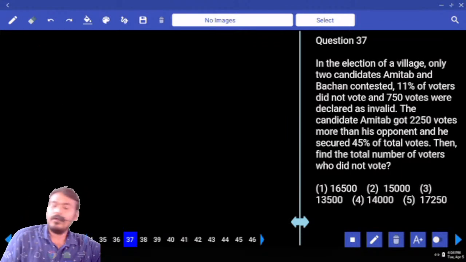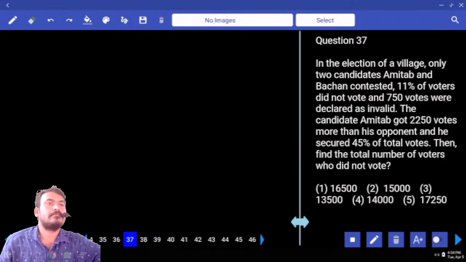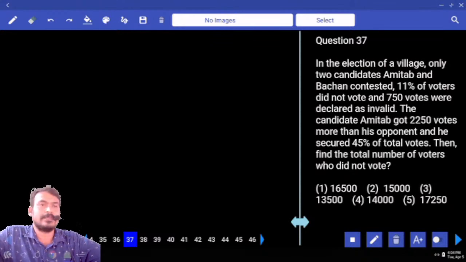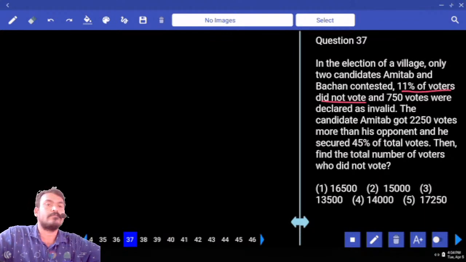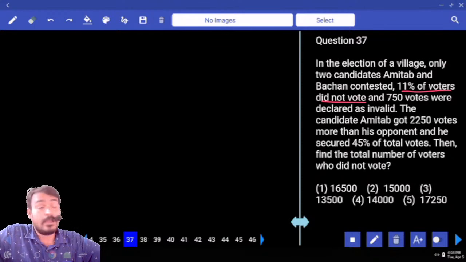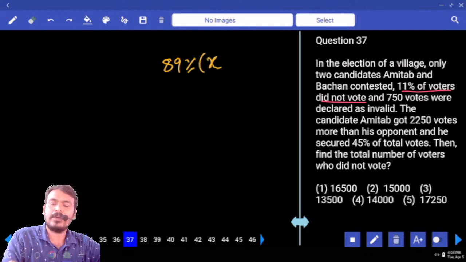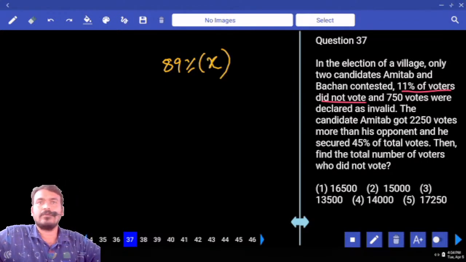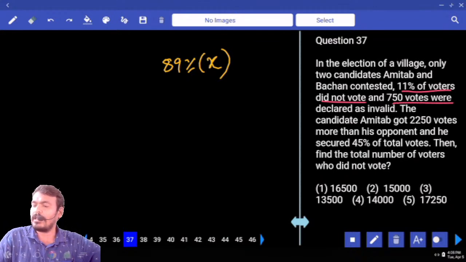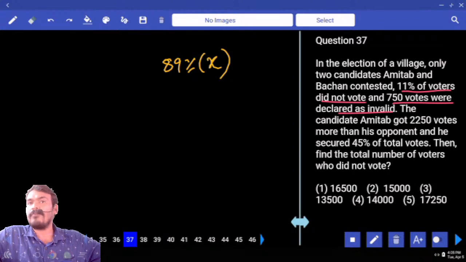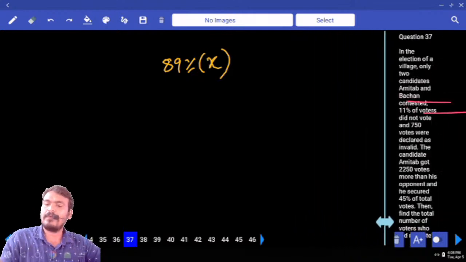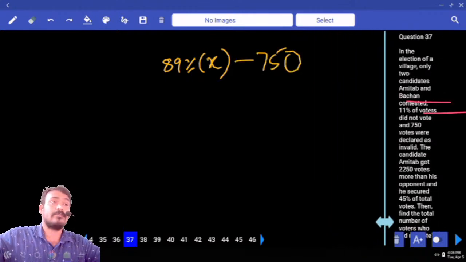Okay, first one is Amitabh, another one is Bachchan. Suppose the total number of votes is X. Out of the X votes, how many did not vote? 11%. Means how much percent voted? 89% of X voted. In that, how many votes are declared invalid? 750. So 89% of X minus 750 is the valid votes.